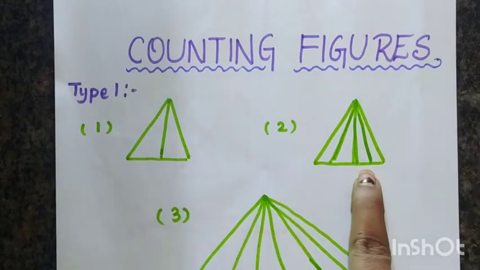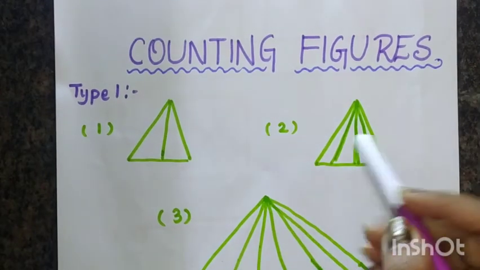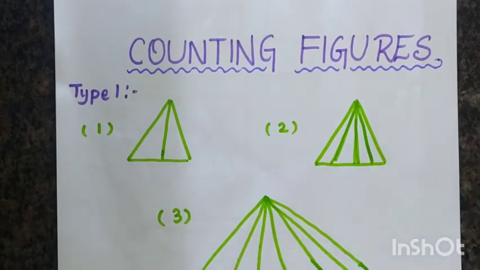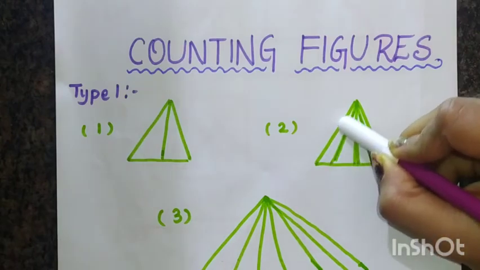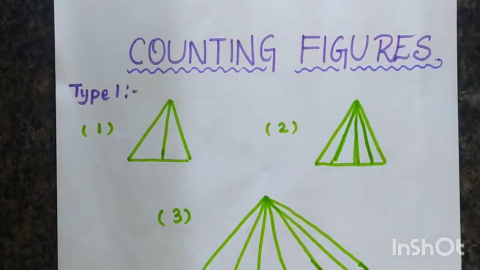In the same way here, this is the base, and from the base, how many lines have been drawn? The first triangle, second triangle, third triangle, and the fourth triangle. So 1 plus 2 plus 3 plus 4. In this way, you are supposed to know the number of triangles. That's how many triangles are there in this figure. So in this way you do.